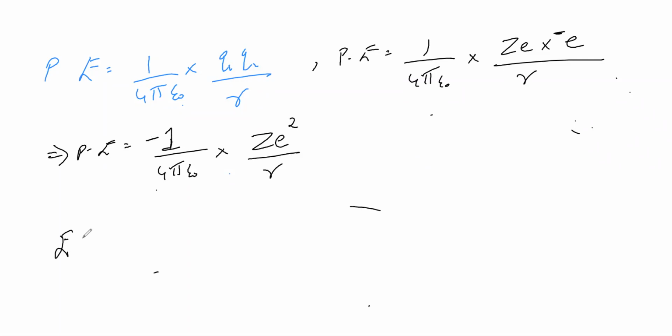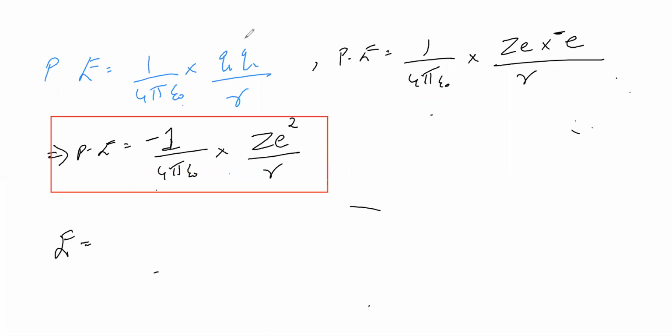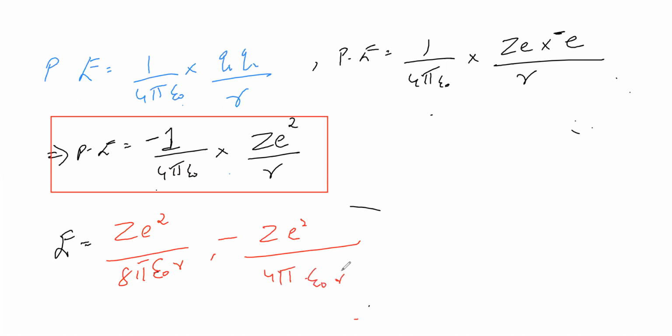Now my total energy is nothing but kinetic energy plus potential energy. So this also I'll put in a box and keep. So Ze square by 8 pi epsilon naught r minus Ze square by 4 pi epsilon naught r. So upon simplification, I'll get what? This 1 by 8 minus 1 by 4. So obviously I'll get what? Minus of Ze square by 8 pi epsilon naught r. That's it. On simplification, I'll be getting this.